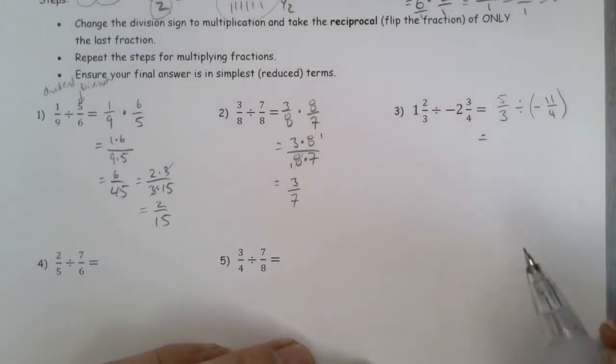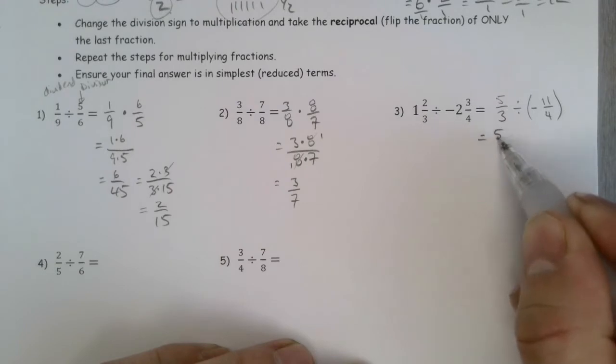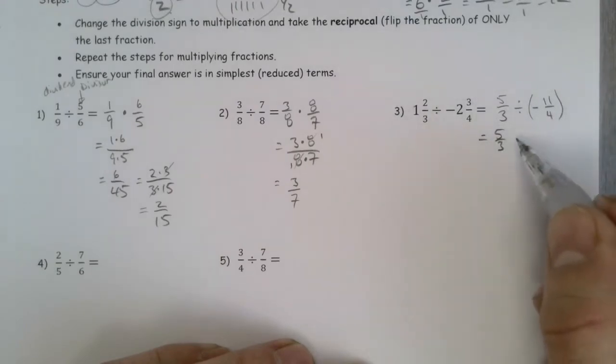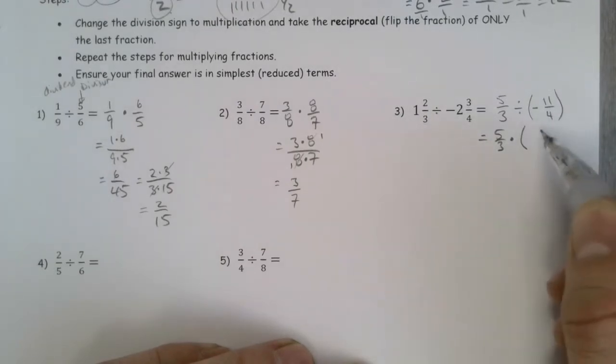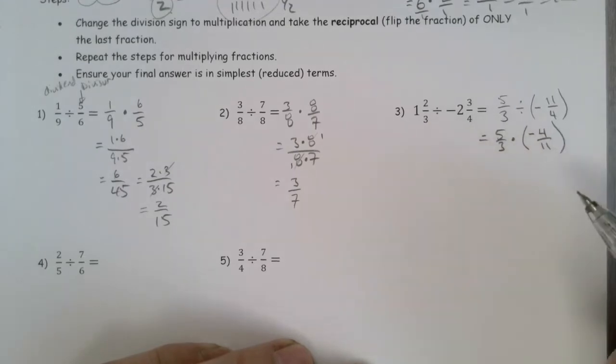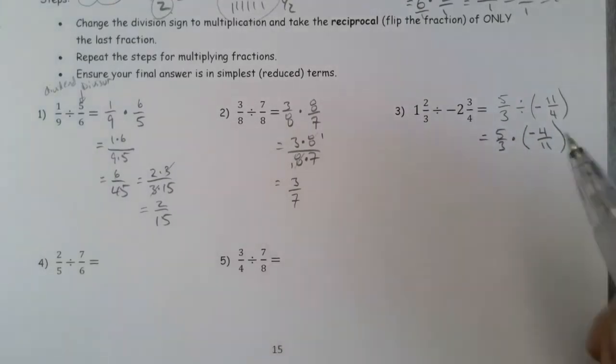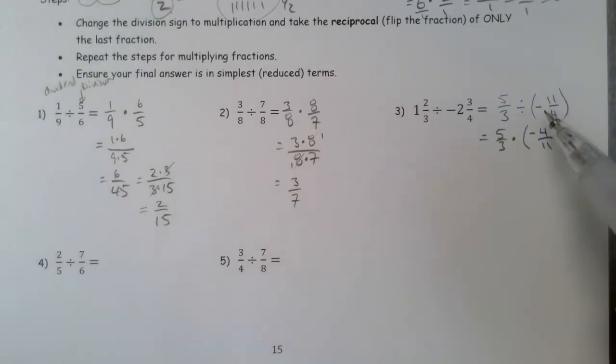Now that it's written out this way, it's a little bit easier to work with. I'm going to make this 5/3 multiplied by, now I'm going to reciprocate, negative 4 over 11. Now you might look at this and wonder, well, wait a minute, what about that negative there? Where does that negative go?